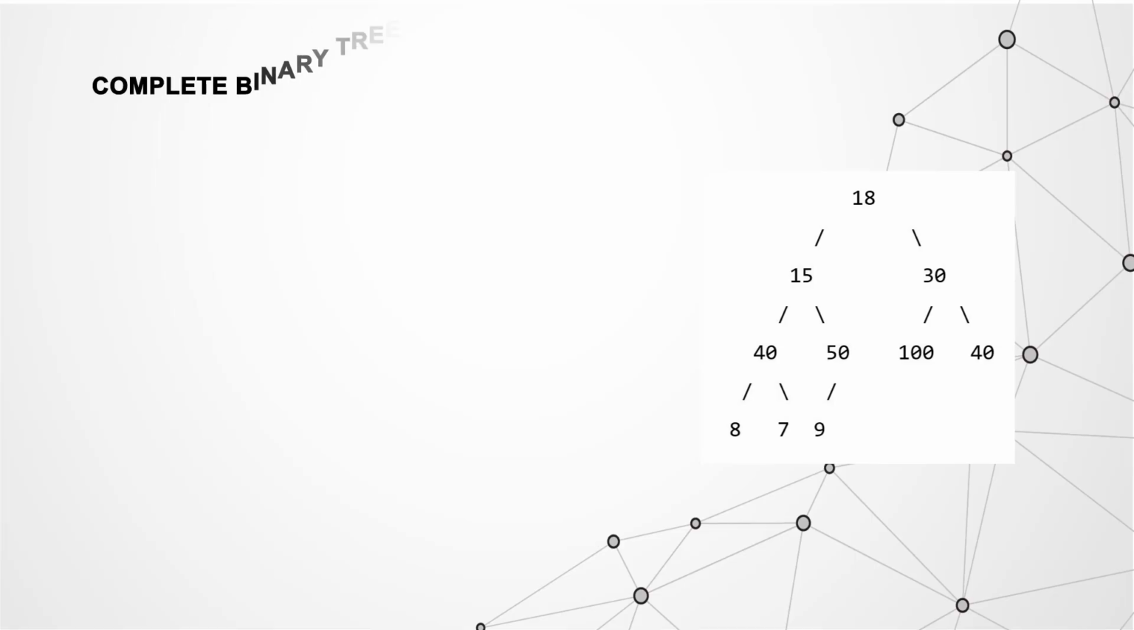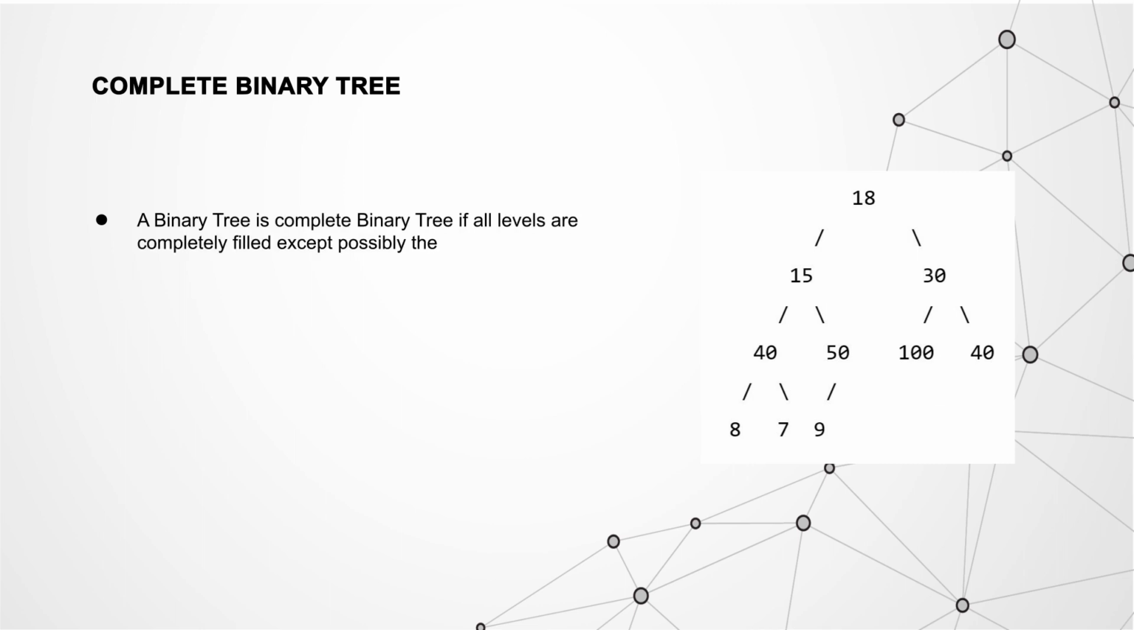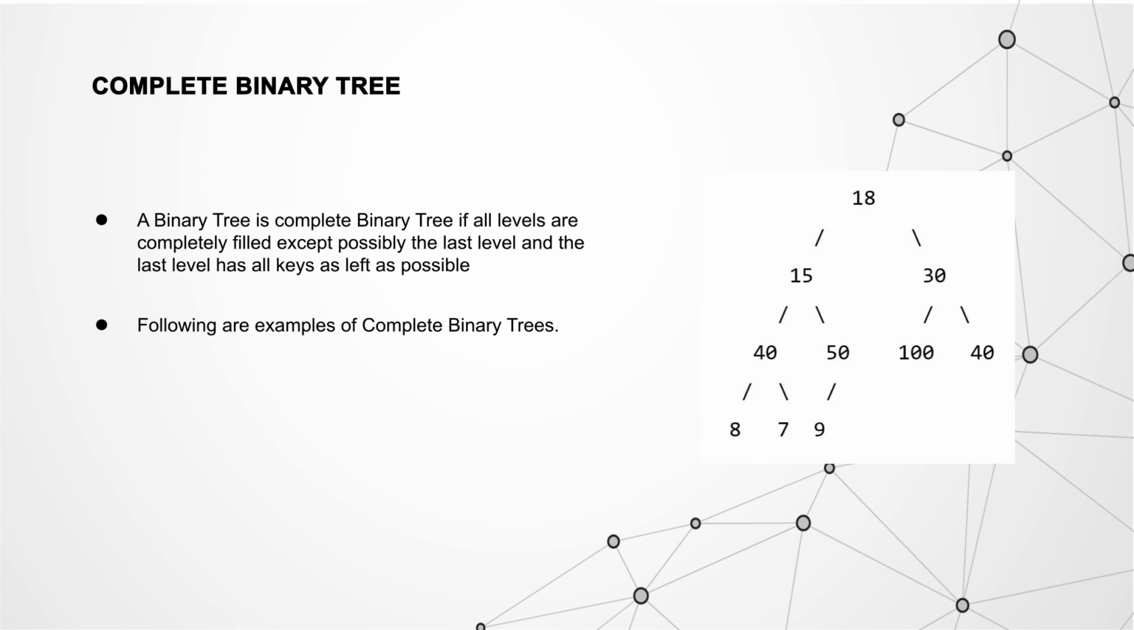A binary tree is a complete binary tree if all levels are completely filled except possibly the last level, and the last level has all keys as far left as possible. By the following example, we can understand the concept of a complete binary tree. Here the root node is 18. 18 produces 15 and 30, one connected at the left side, one at the right side. Again 15 produces 2 children, 40 and 50, and 30 produces 100 and 40.